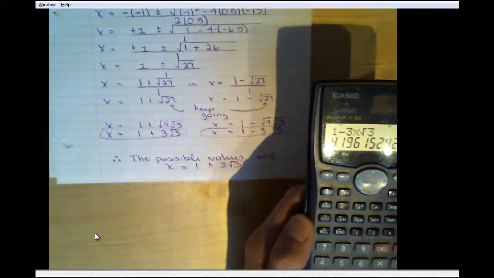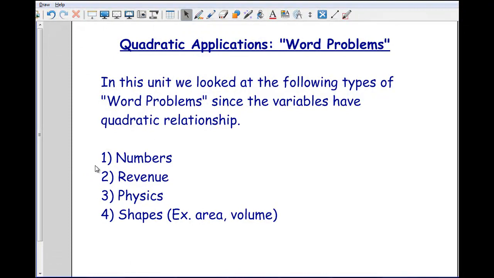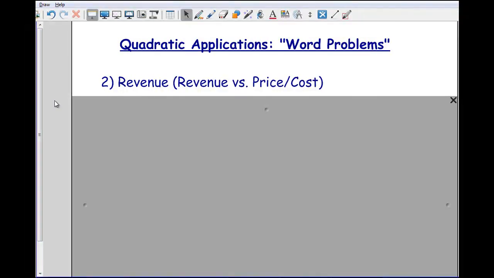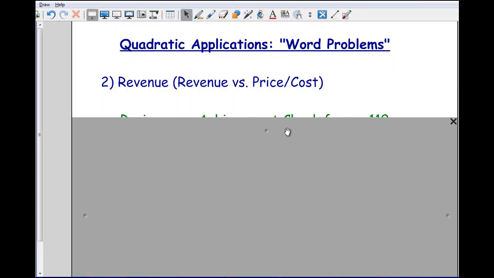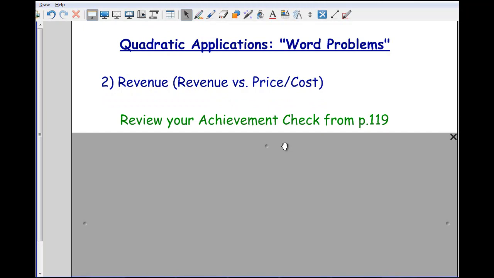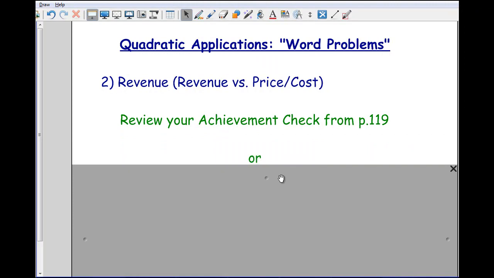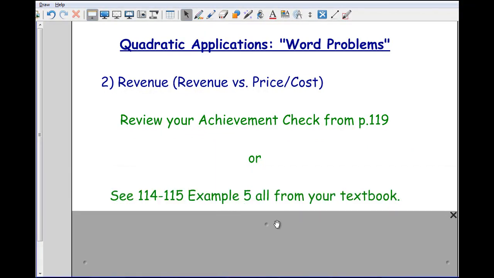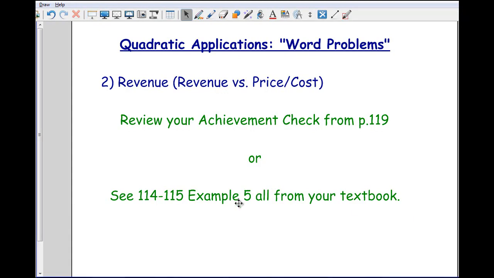Okay, so we were looking at quadratic application word problems. So far, we looked at a numbers example. Now there's revenue, physics, and shapes. Okay, so for revenue, where you've got revenue versus price or cost, here's what I'm recommending. We did an achievement check. You handed it in. Everybody did very well and got feedback. Review that, okay? This achievement check from your textbook, page 119, most of you got it right because it's from the same textbook on pages 114, 115. Example 5 is exactly the same. So I recommend you review that again and bring any questions you have.